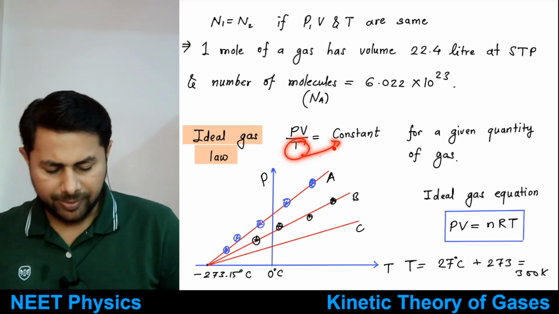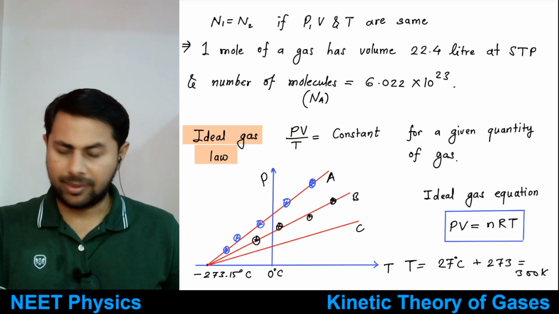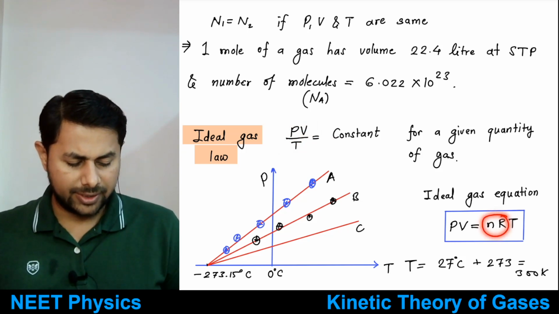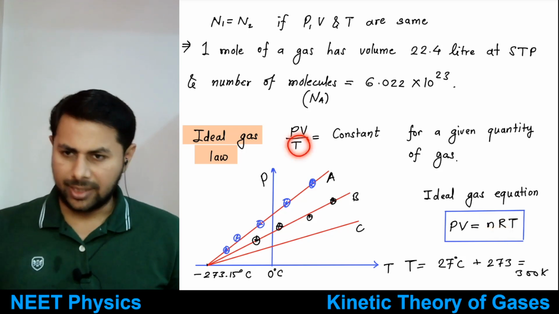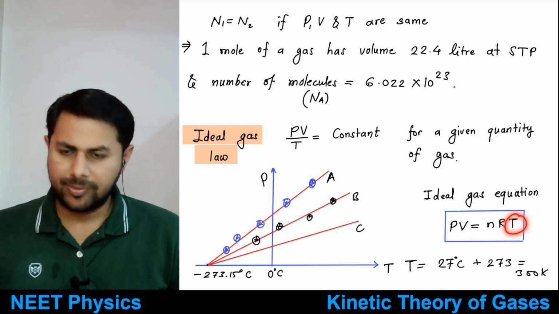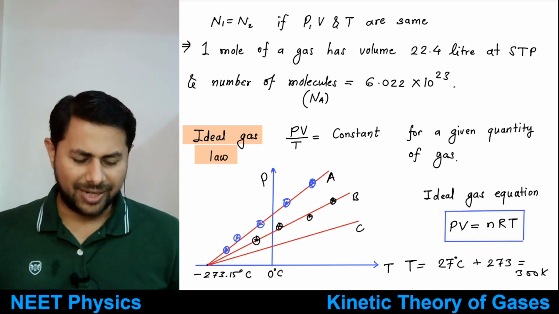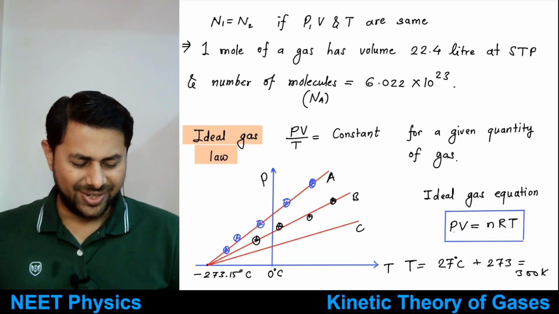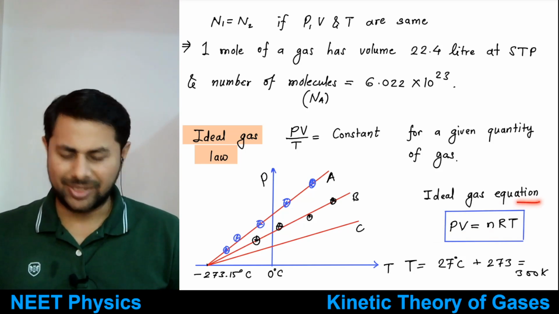So we can move this temperature on this side. So PV would be equal to some constant times temperature, and that constant turns out to be equal to nR. The temperature is measured in kelvins, that's the SI unit. This derivation we have seen in the last chapter. So PV equals nRT is the ideal gas equation.